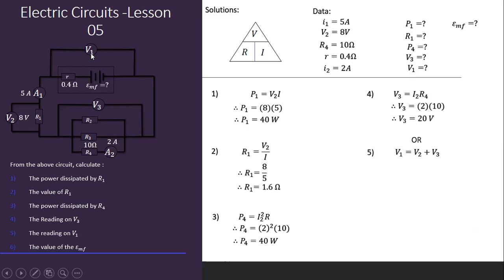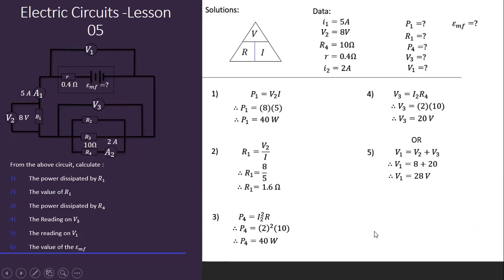So that means that V1 must equal V2 plus V3. Because when we add these voltages, they have to give us the total voltage of the circuit, which is measured by V1, right? So now, what is V2? V2 is 8 volts. What is V3? We've just calculated, it's 20 volts, right? And then when we add these up, it gives us that V1 is 28 volts, okay?